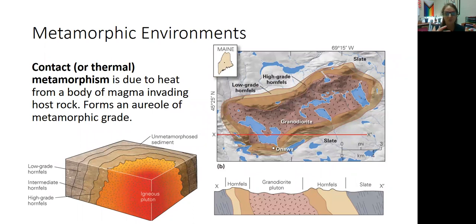Contact metamorphism, or thermal metamorphism. This is due to the heat when a rock is in contact with a body of magma, right? That body of magma is so hot that the heat radiates into the rock around the magma chamber, metamorphizing the rock around it due to contact metamorphism, right? So the rocks that are close to the magma chamber are going to be the most metamorphosed. The rocks that are further and further away from the magma chamber are going to be the least metamorphosed.